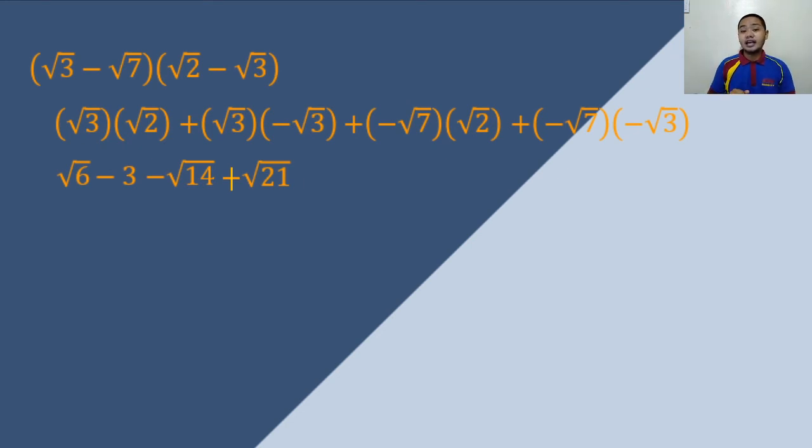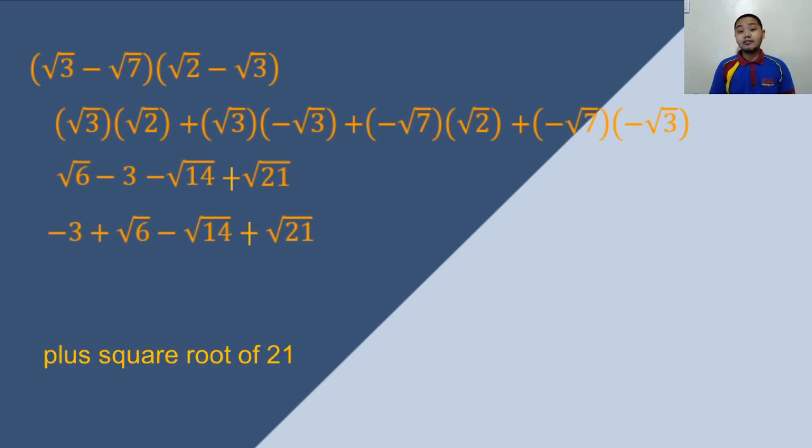I-rearrange na lang natin sila, no? So yung pagkaka-arrange, magandang tingnan kapag ganito. Unahin muna yung rational number, no? So negative 3 plus tapos yung mga irrational numbers, pag sunod-sunurin na lang natin sila. Negative 3 plus square root of 6 minus square root of 14 minus square root of 21.